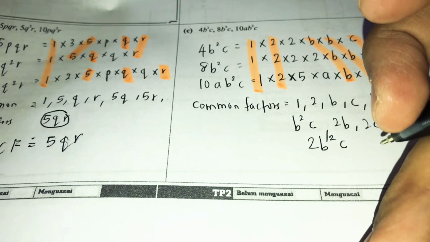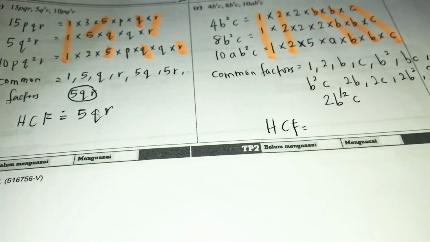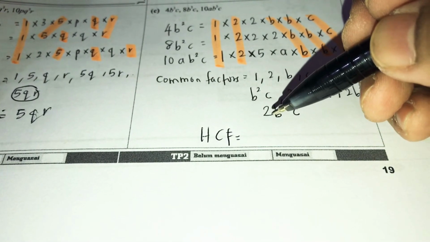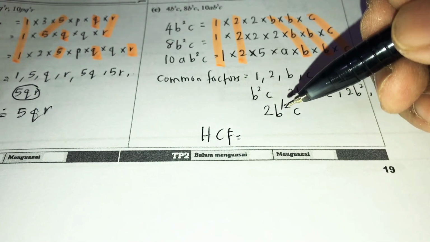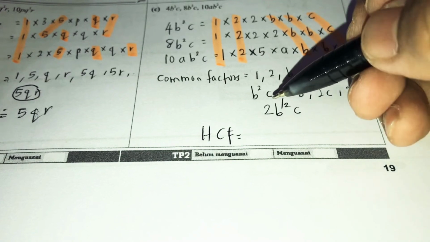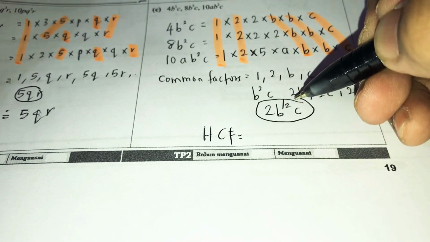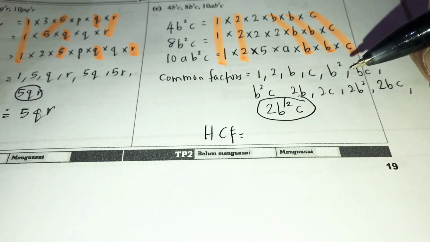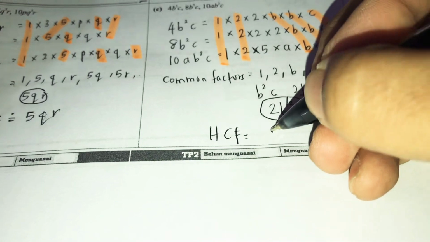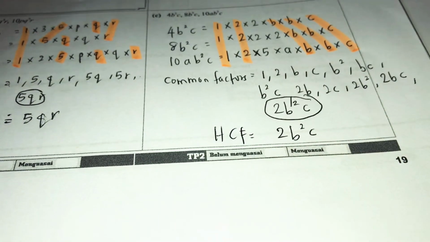Okay, then the highest common factor, HCF. Okay, the number and the power of the variable. The greater value here, because this one has power of 2 for b and has a number and another variable, so this one is the HCF: 2b square c.